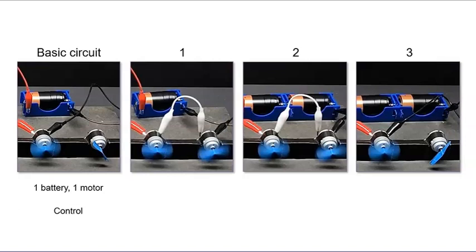Just like in our first trial, we started with a basic circuit with 1 battery and 1 motor. Now we need to change the setup. What effect on the device do you notice? Shout out your answer.